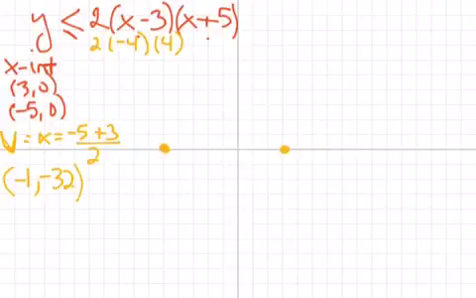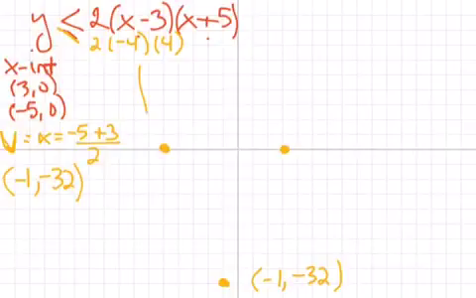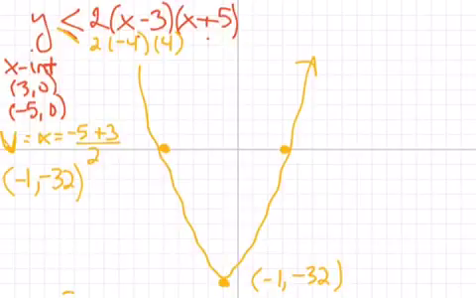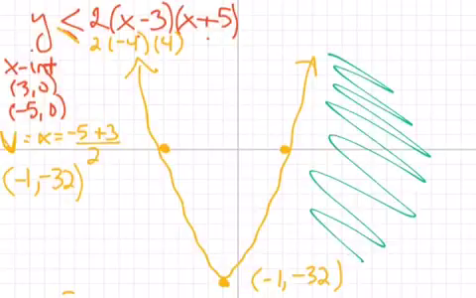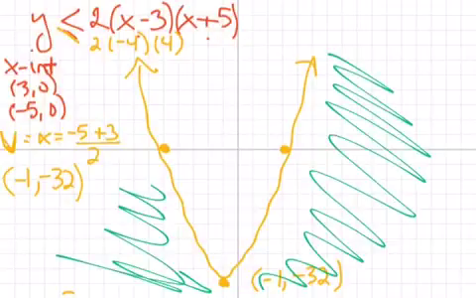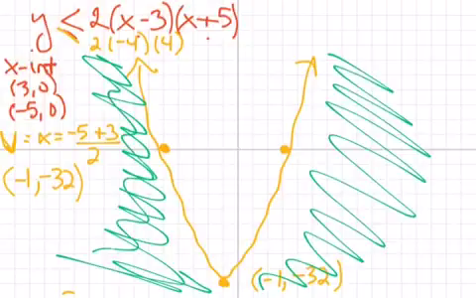Now I don't have space for negative 32, so I'm just going to mark it down here and call that negative 1, negative 32. It is less than or equal to, so I'm going to make it solid. Okay, and since it's less than or equal to, my shading is below, so that's everything outside of my parabola.